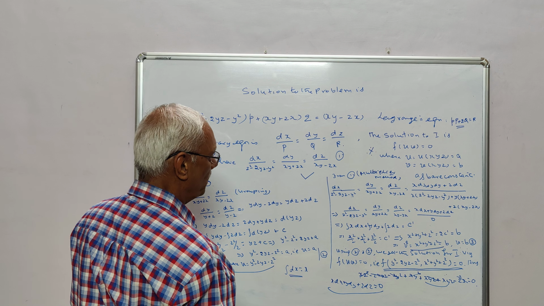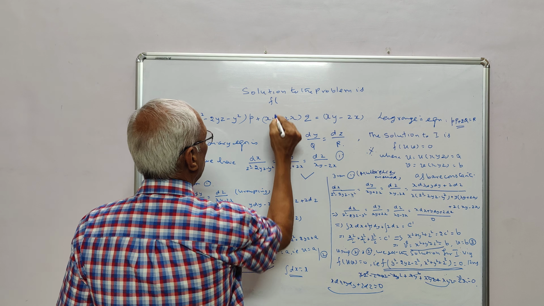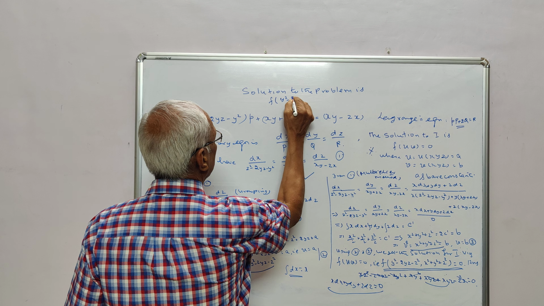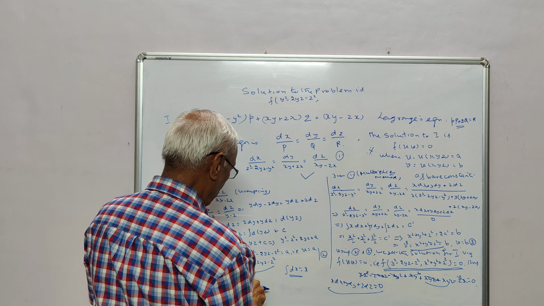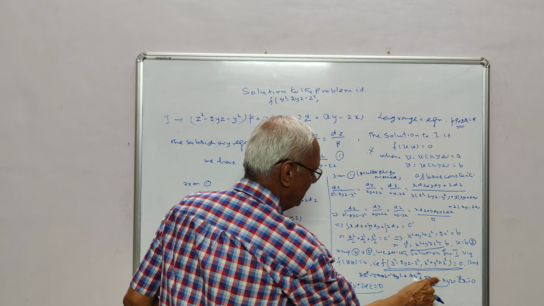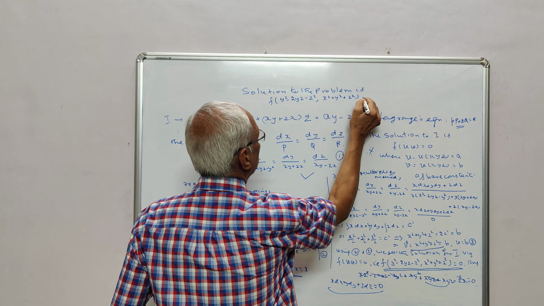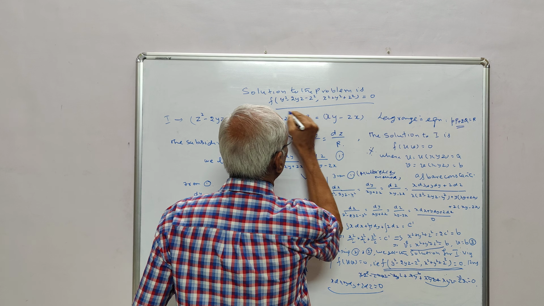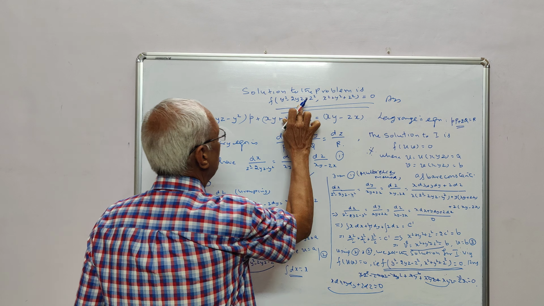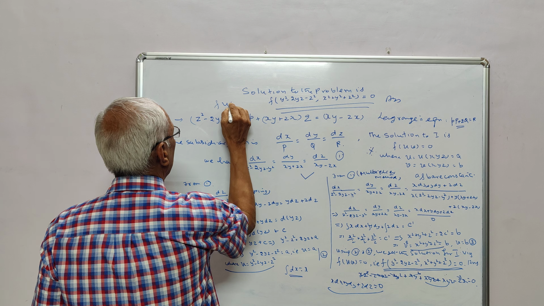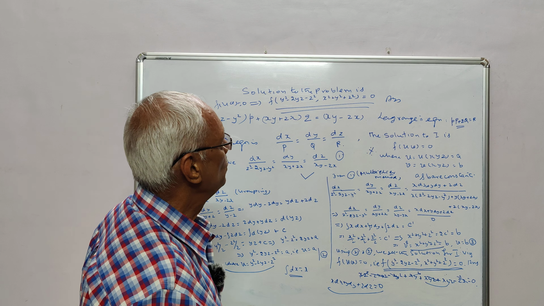What is the solution to the problem now? It is f of u, v. What is your u? u is y square minus 2yz minus z square. Another function is v, x square plus y square plus z square, equal to 0. See, I have written here, this is the answer, f of u, v. So this is the solution.